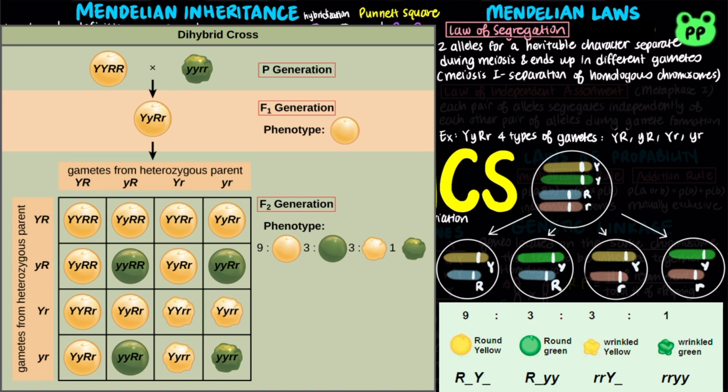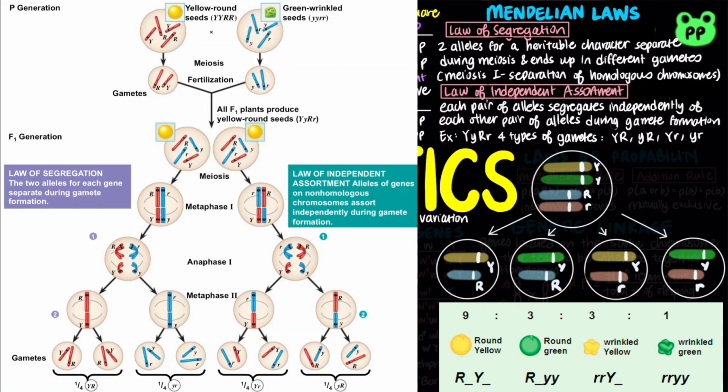Since the phenotypic ratio of the F2 generation turns out to be around 9:3:3:1, Mendel proposed the law of independent assortment, which states that each pair of alleles segregates independently of each other pair of alleles during gamete formation. In this case, the alleles for color, green or yellow, segregate independently of the alleles for shape, round or wrinkled, producing 4 types of gametes.